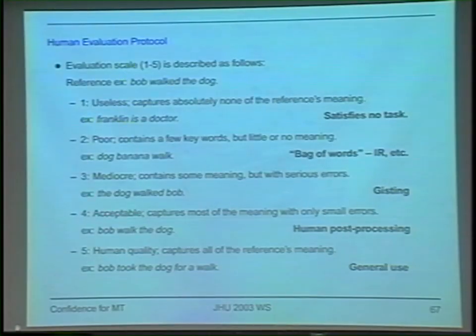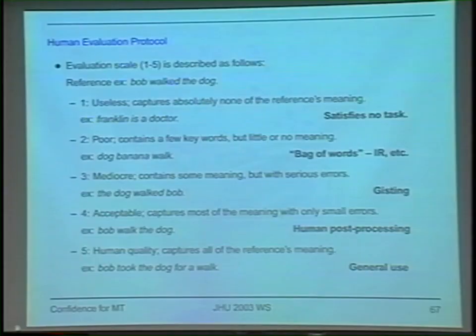A 1 is basically considered useless, captures no meaning. It might be a perfectly fluent sentence, but if it doesn't capture the meaning of the reference, then it's considered a 1. So it's highly adequacy biased, and at that point there's no task that's really useful. A level 2 is considered poor, but it might have some keywords. It might have some extra random words like banana, but it does have dog and walk. So you might be able to use such a thing in a cross-language IR setting.